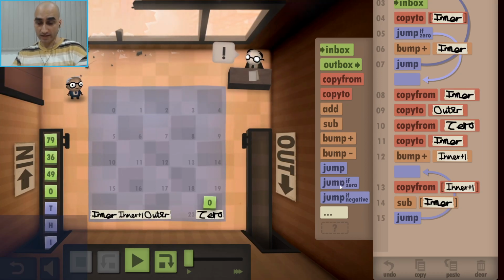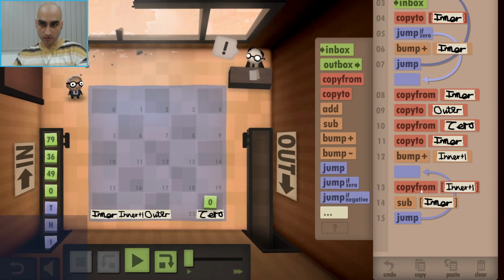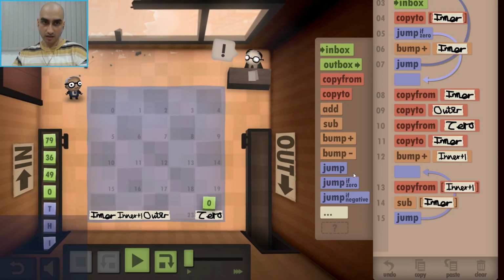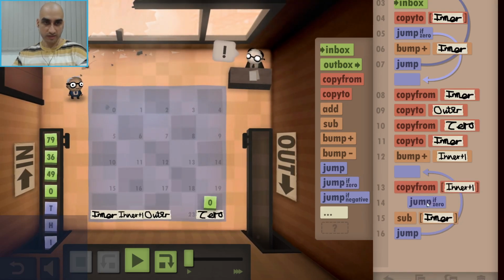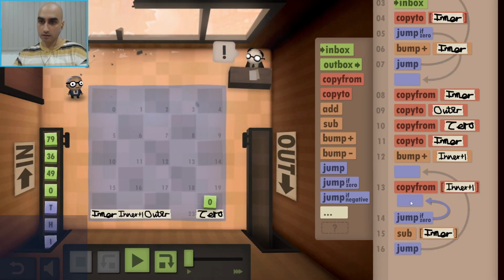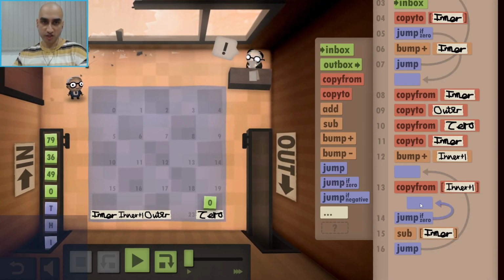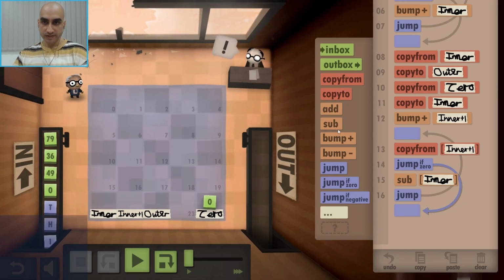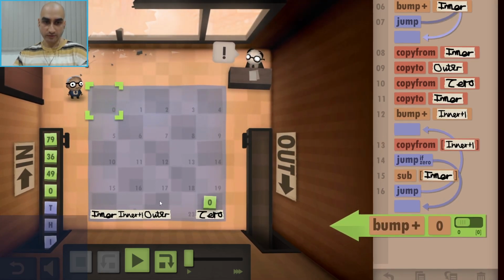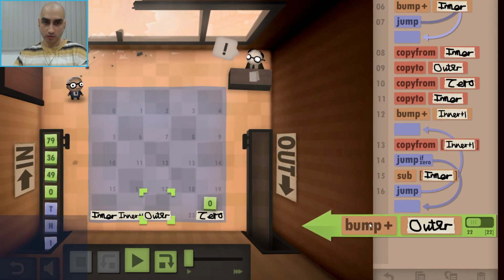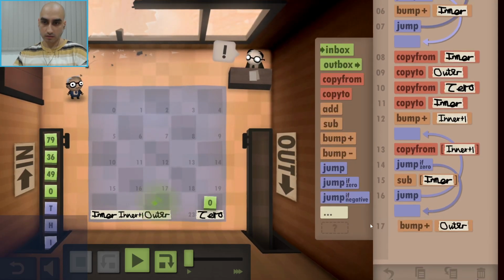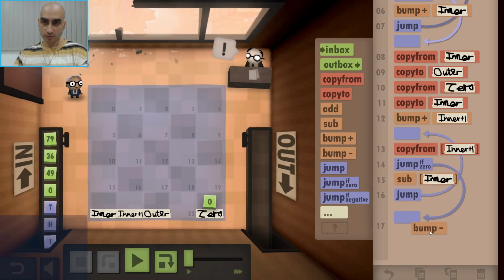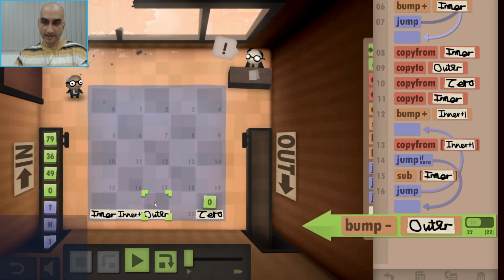No, if it's 0, hang on. Copy from inner plus 1. Okay. If inner plus 1 is 0, then we've actually finished one pass of the inner loop. So we subtract 1 from outer.